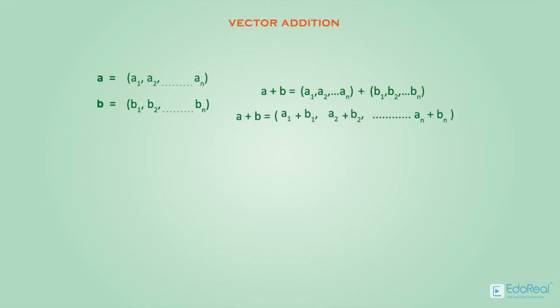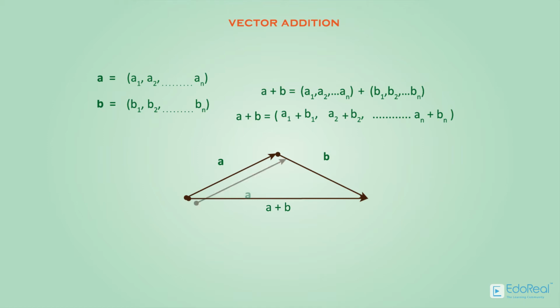Vector addition. Let us consider two vectors A and B, where a1, a2, and so on an are components of vector A, and b1, b2, and so on bn are called components of vector B. When we add two vectors, the corresponding elements of the vectors will be added to form a resultant vector A plus B. The resulting vector can be drawn from the starting point of the vector A to the end point of vector B. The vector addition can also be represented as the diagonal of a parallelogram.